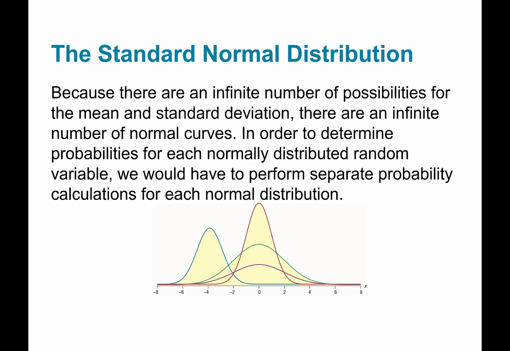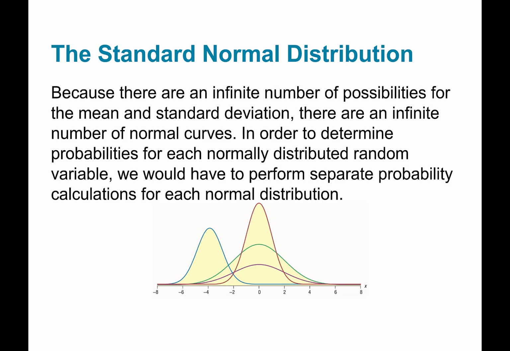One issue that we run into whenever we're trying to calculate probabilities for normal distributions is that we have an infinite number of possibilities for the mean and standard deviation, and therefore we have an infinite number of normal curves. So if we were to try and find a probability for each normally distributed random variable, we would actually have to do a separate probability calculation for every normal distribution to find the area under the curve.